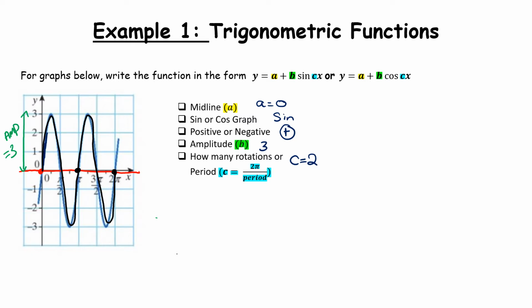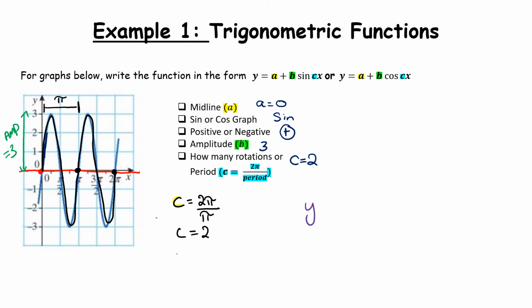If you want the other formula, the period is basically how long it takes for 1 rotation. And in our little picture, that gives us pi. So C is equal to 2 pi divided by the period, which is pi, which will give us 2. So it gives us the same answer, but there's less thinking involved in the first one.